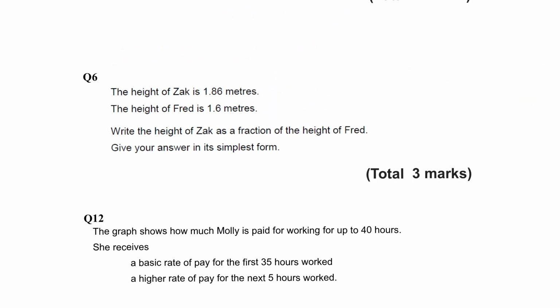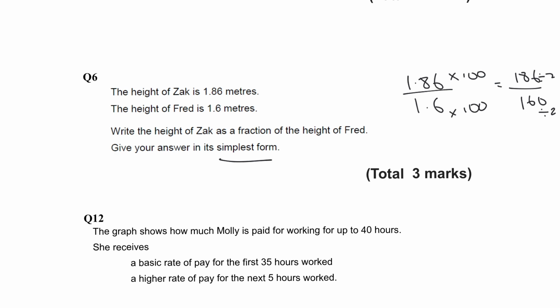Then, moving on to question 6, it says the height of Zach is 1.86 meters and the height of Fred is 1.6. So it wants us to write the height of Zach as a fraction of Fred. So that will be 1.86 over 1.6. In the simplest form, you want them to be whole numbers in your fraction. So if you times both top and bottom by 100, that would leave you with 186 over 160. Now simplify this, find a common factor. If I divide both top and bottom by 2, that would leave me with 93 over 80. We can't simplify this any further, so this would be our final answer.